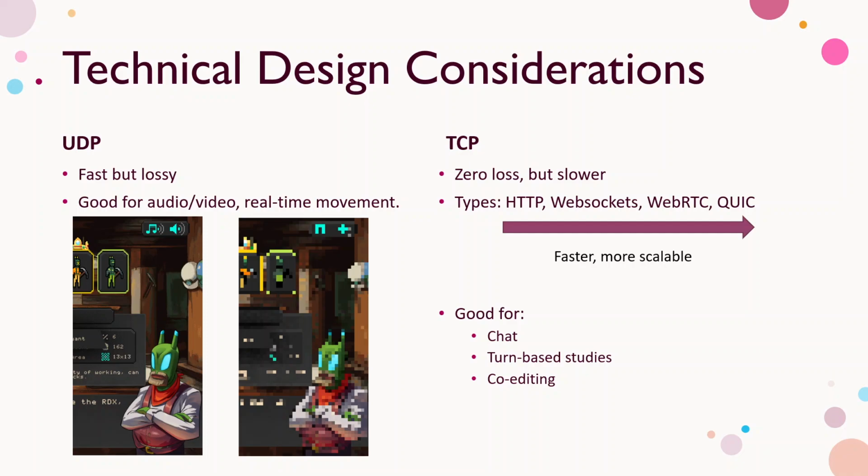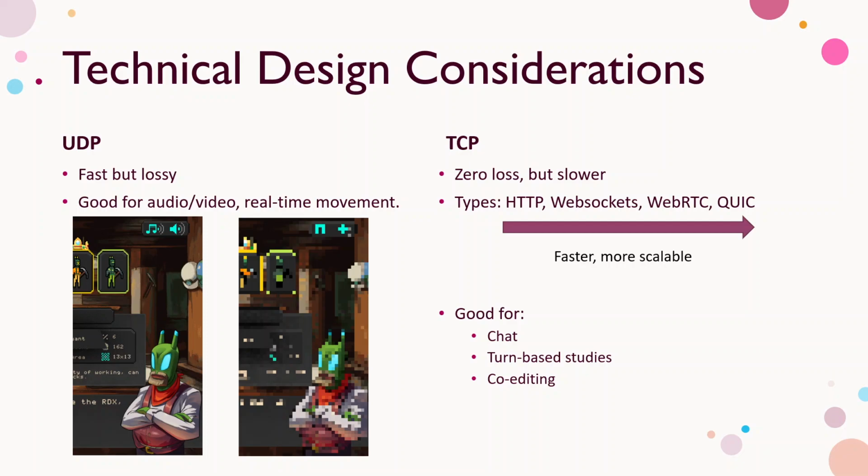On the other side is TCP. It's zero loss, but it's slower. Now, when I say slower, it's 100 milliseconds. It's not tens of seconds or even single seconds usually. In most of our experiments, all the data gets sent around to everybody within a second, 2 seconds if we're slow. So that's what we mean by slower.